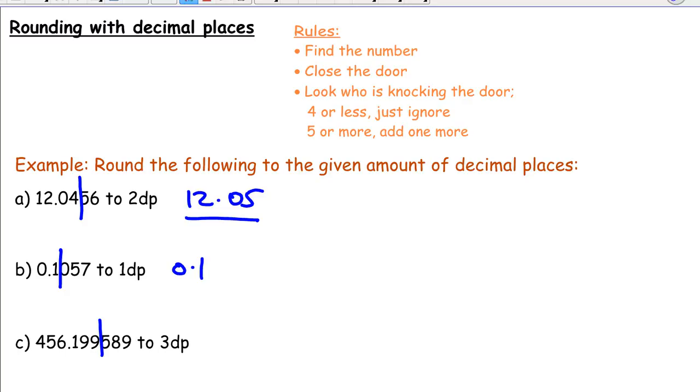Now, if I add 1 more to 9, I'll end up with 10, which means I'm going to add to the next 9, second 9, which is 10. So what I'll end up with here is 456.200, which is equal to 456.2.